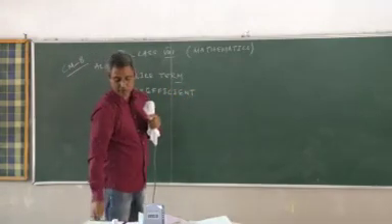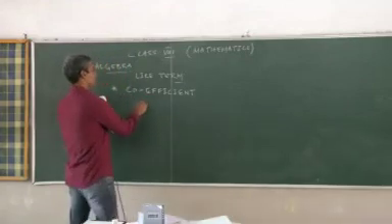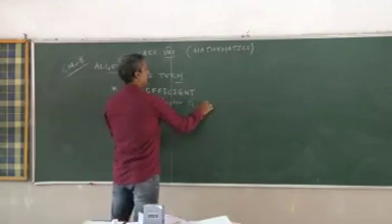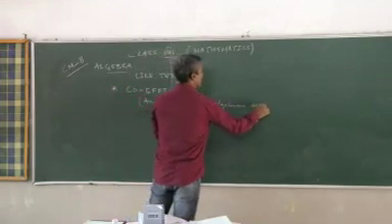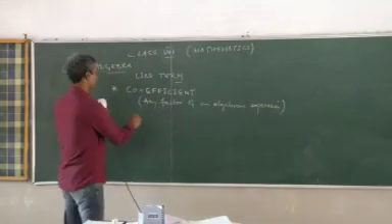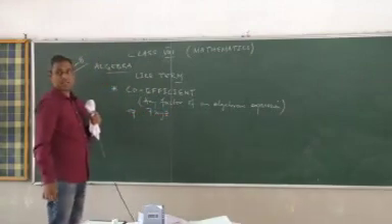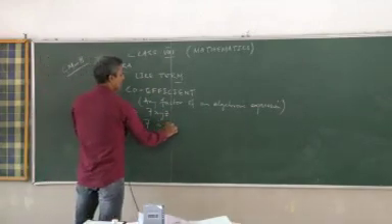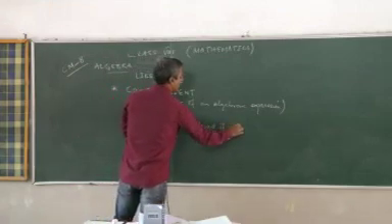What is coefficient? Write it down. Any factor of an algebraic quantity is called coefficient. Any factor of an algebraic expression. Take one example only. 7xyz. That's an algebraic expression, actually a monomial. So 7 is the coefficient of xyz.